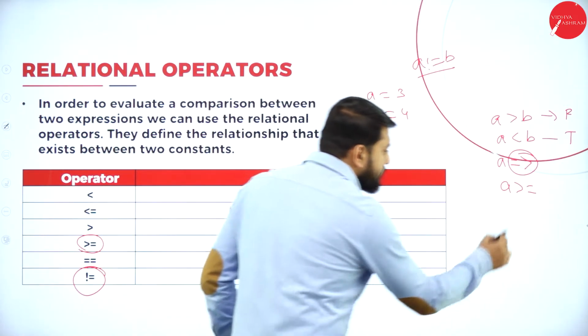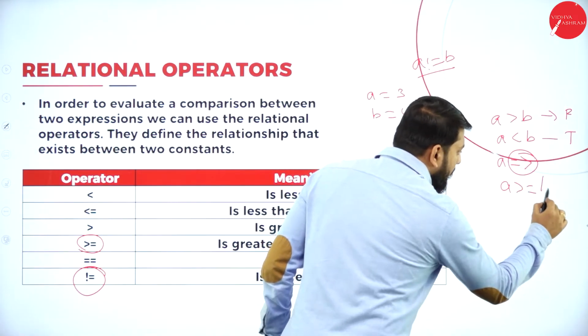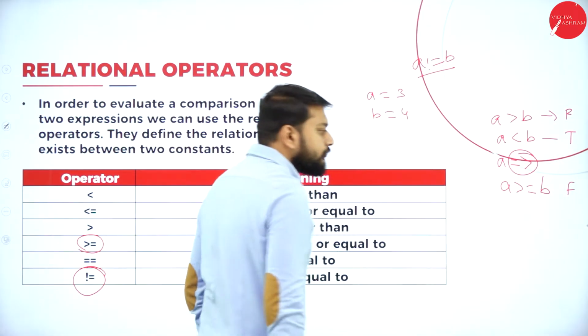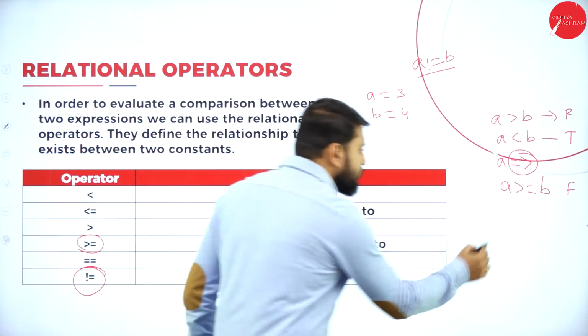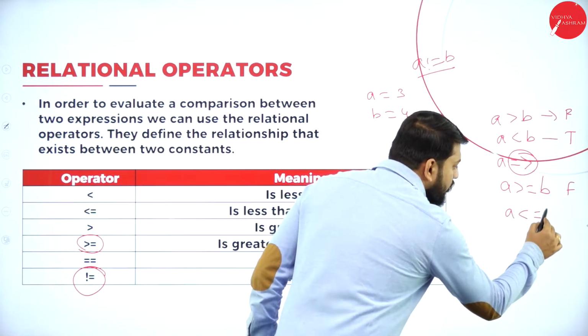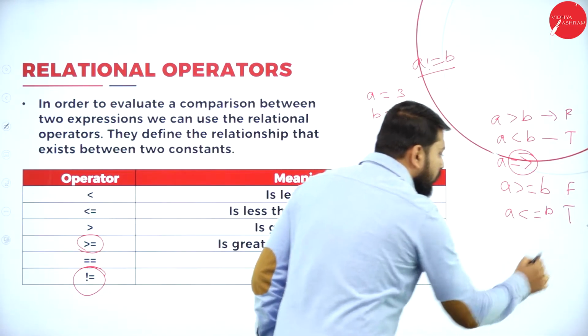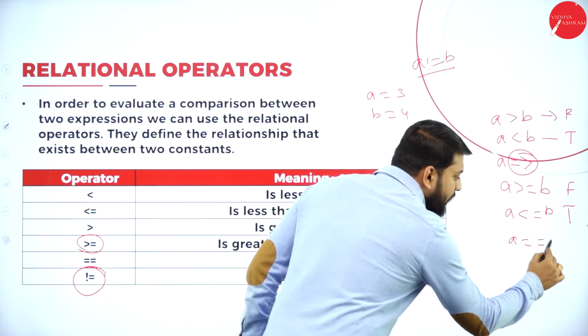So you should write like this. A is greater than or equal to B. So is it like that? No, it's false. And then what is the next condition? Shall we check? A is less than or equal to B. Alright. So is it true? Yes, it is true.